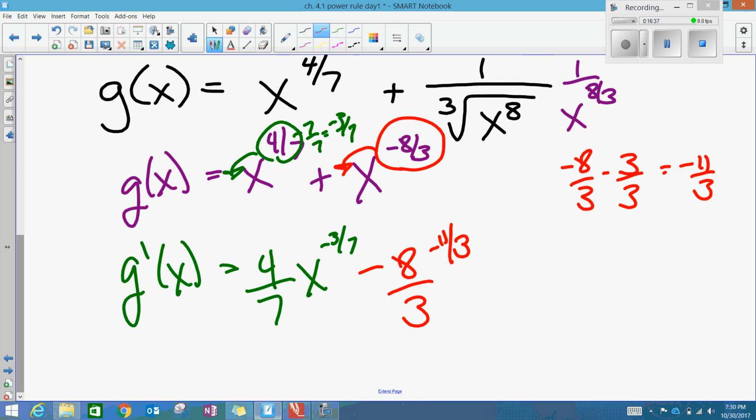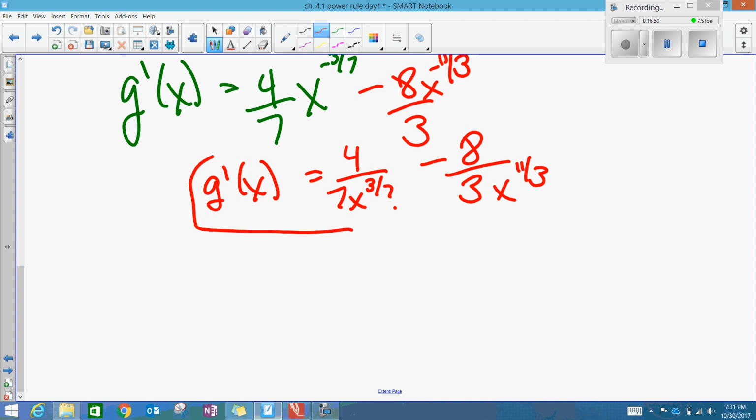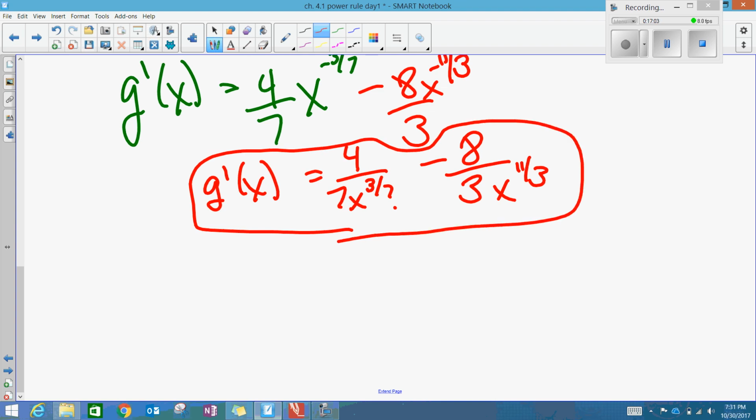So subtract them. So now when we clean that up, the derivative of g of x equals 4 over 7x to the 3/7 minus 8 over 3x to the 11/3. So again, all I did here was take those exponents and bring them downstairs, made it positive.